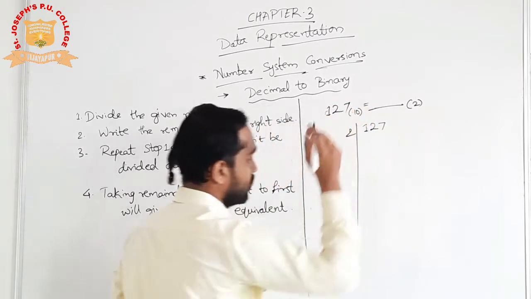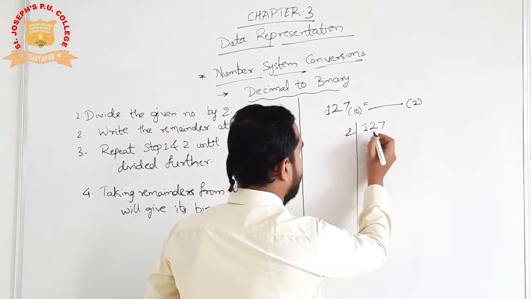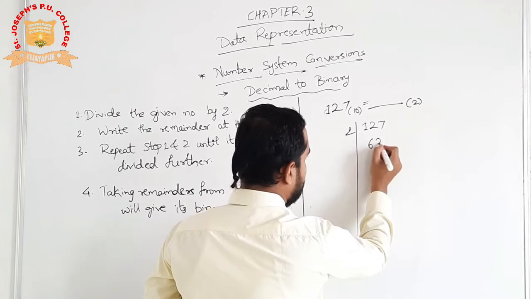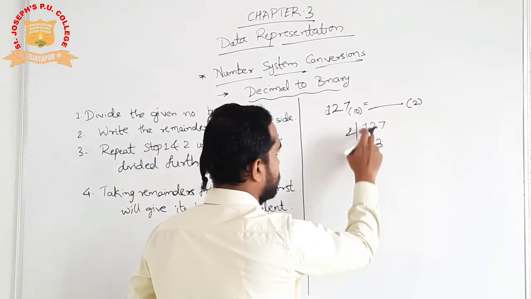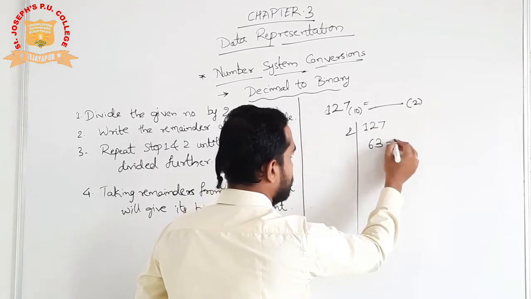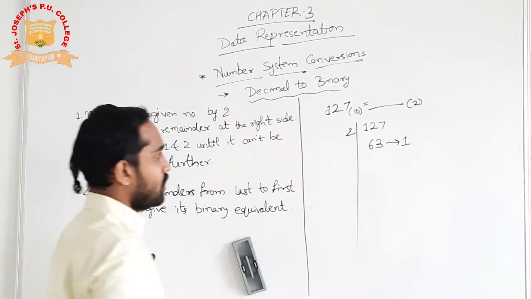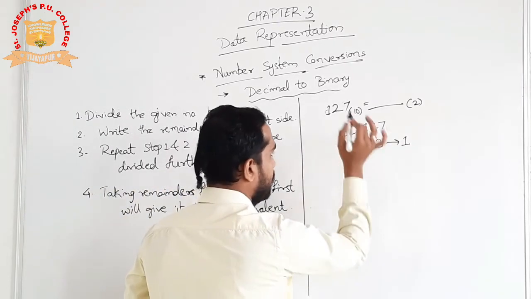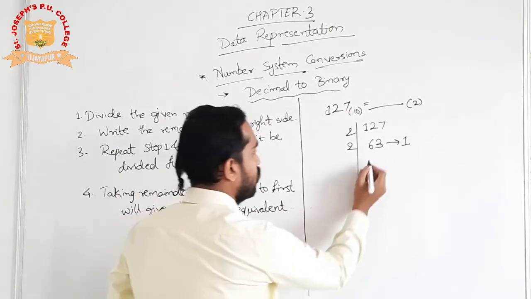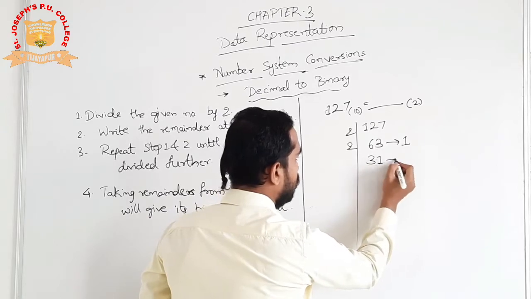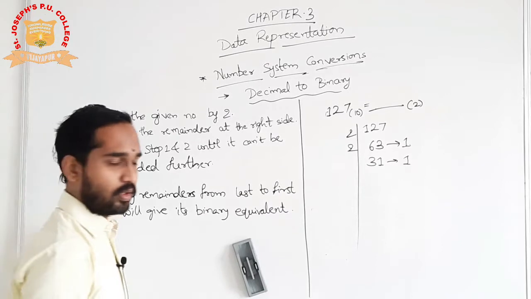Please calculate it first and let me know. You have to do it yourself. 63 you will get. Okay. Try that. 2 sixes are 12. 2 threes are 6. But 7 is there. So 1 is the remainder. Am I right? Correct. So 1 is written as the remainder now. Then again 63 has to be divided by 2. Right. So 2 threes are 6. 2 ones are 2. Again 1 is the remainder. You can do it. Okay.